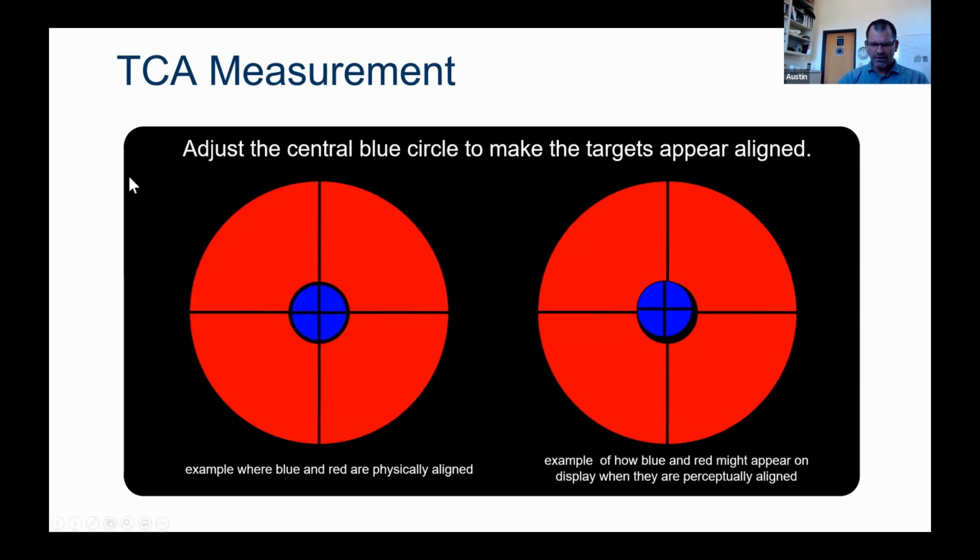For TCA, we use a version of a vernier alignment task whereby the subject is asked to adjust the blue disc to generate an apparent alignment between the blue disc and the red annulus. And after a correction, the image on the display might look like the right, and that's because on the display the blue and the red targets have to be offset to compensate for the individual's transverse chromatic aberration.